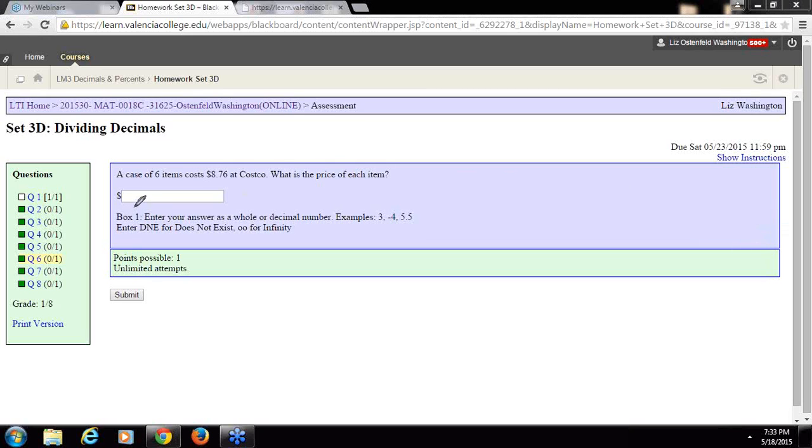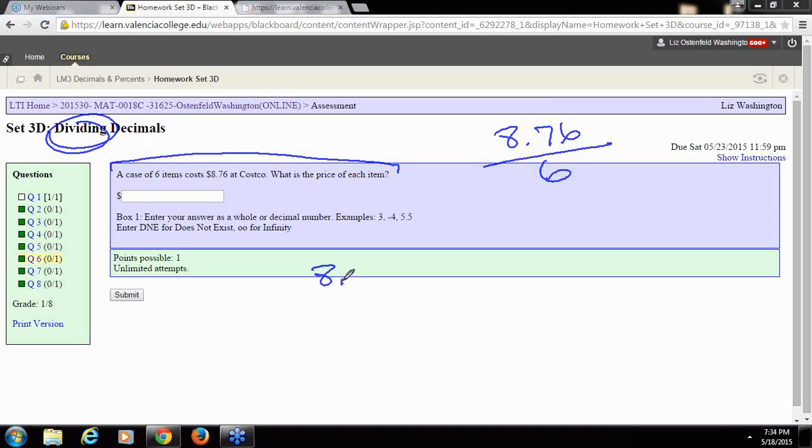Okay. So here's question number 6. They're just giving us a word problem, but it's obviously going to have something to do with dividing. A case of 6 items cost $8.76. What is the price of each item? So I need to divide that number by 6 to figure out how much each item costs individually. And again, I'm doing it by hand, so I am going to rewrite it as long division. And again, I am going to go ahead and put my decimal in my answer right away, because I'm just going to go ahead and bring it up.